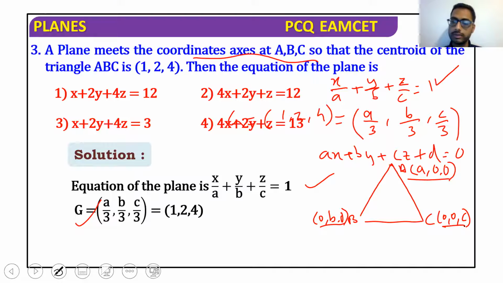And now apply your centroid formula. What is the centroid formula? x1 plus x2 plus x3 upon 3. So that would be a plus 0 plus 0 upon 3, so that means a by 3. Then similarly, you'll get b by 3 and c by 3. Okay. So Rutik, is your doubt clear or should I explain in more detail? If anyone is having any other doubts, type in to let me know.